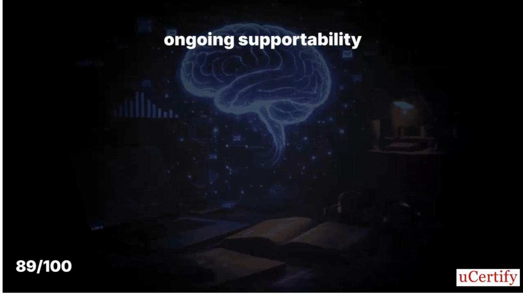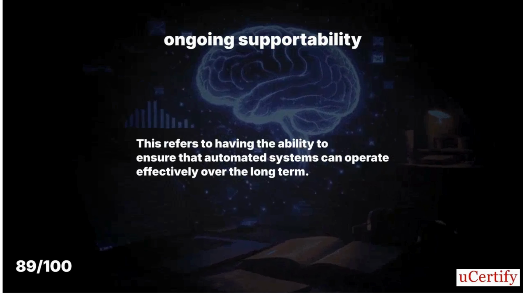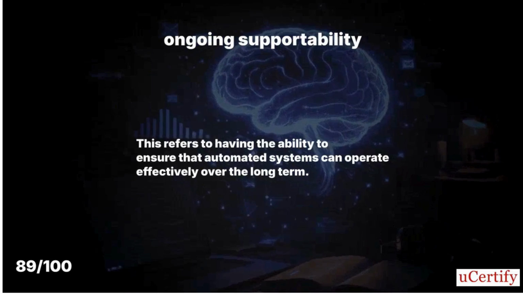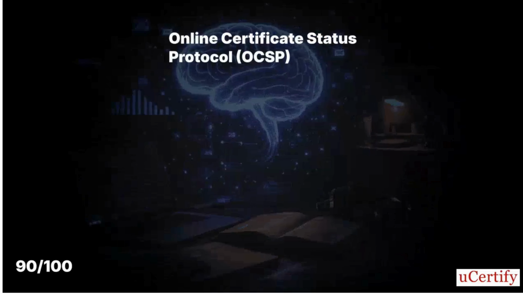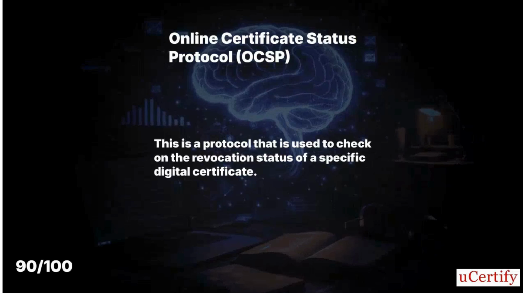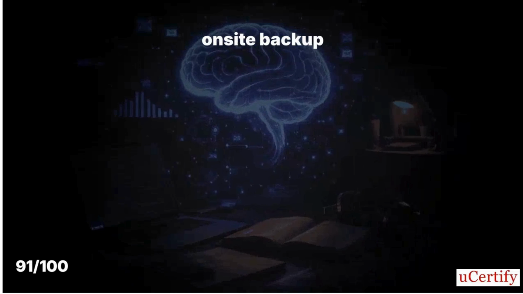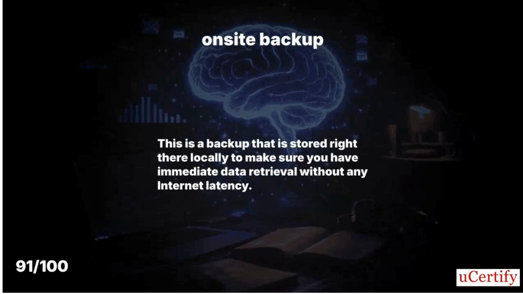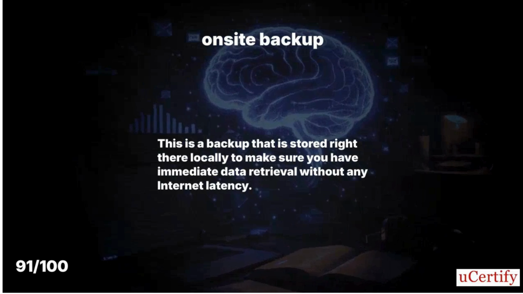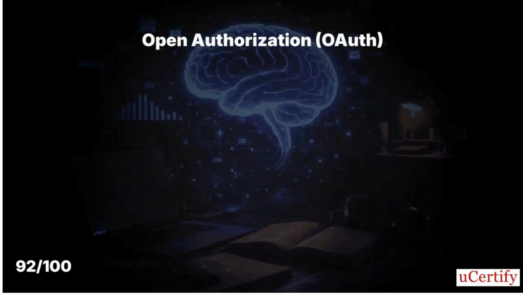This refers to ongoing supportability. This refers to having the ability to ensure that automated systems can operate effectively over the long term. This is a protocol that is used to check on the revocation status of a specific digital certificate. On-site backup. This is a backup that is stored right there locally to make sure you have immediate data retrieval without any internet latency. Open authorization, OAuth.